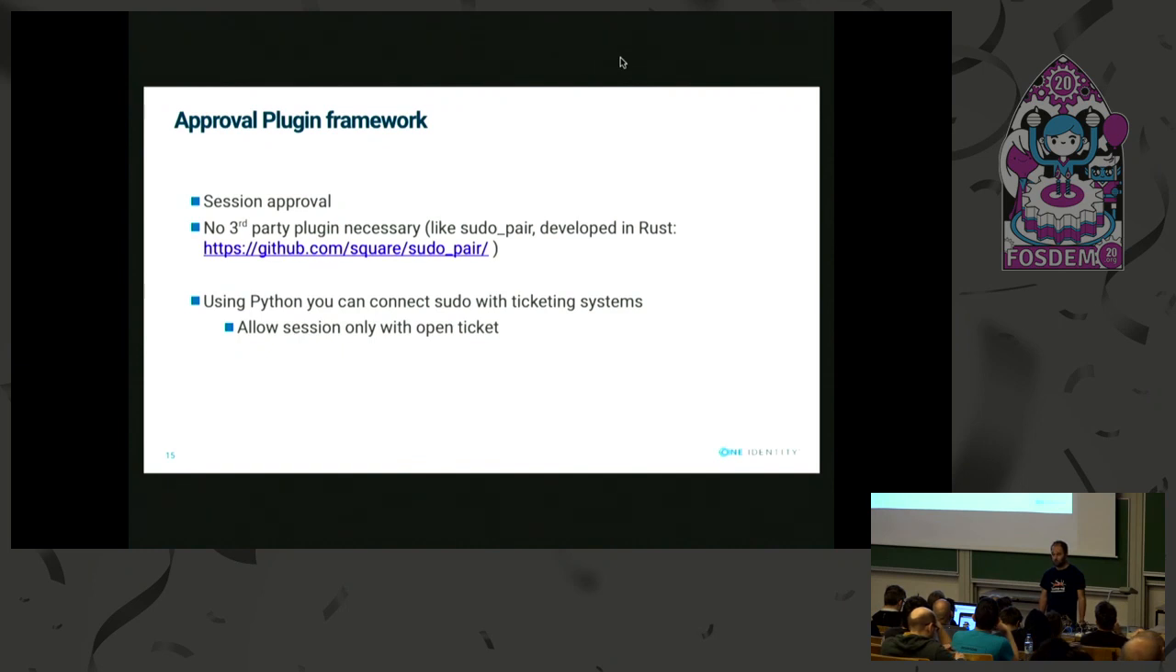The approval framework makes it possible to approve sessions. So it's not just checking permissions in the sudoers file, but also another user needs to approve what you are doing in a session. Right now it's possible only through third-party plugins, and as they are developed in Rust, it's not so easy to package or distribute. Once the approval plugin framework is ready, it's still under development, you will be able to use it from Python as well.